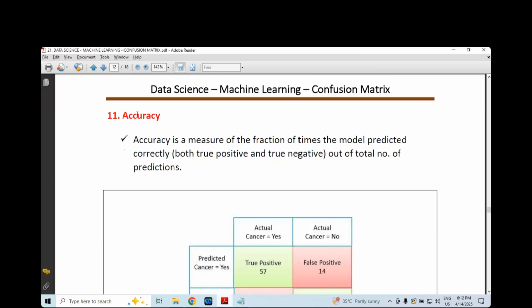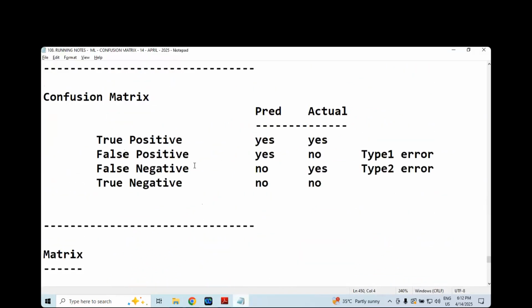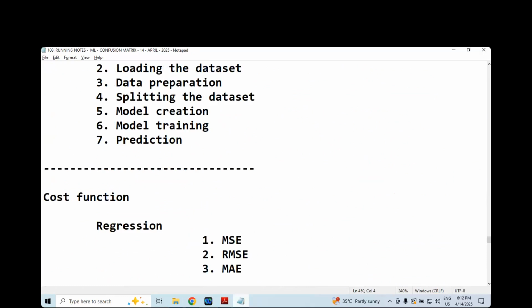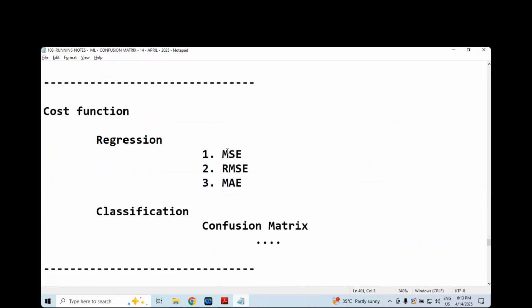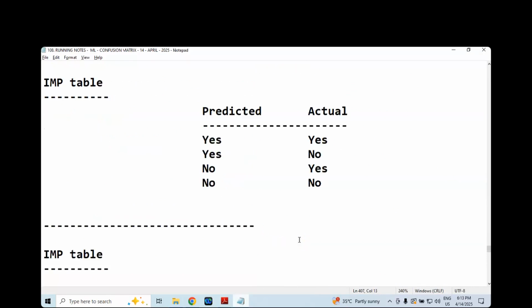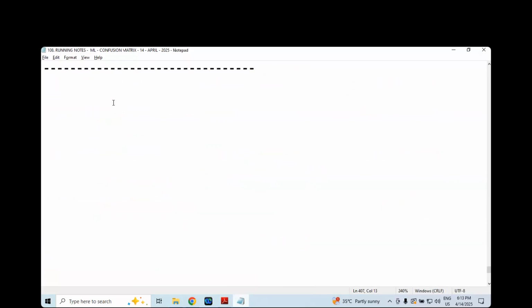First cost function is called accuracy. I'm repeating again, go back to the cost functions. Under regression, what is the first one? MSE. Under classification, the first one is called accuracy. Make a note on this. Accuracy. First classification, I'm sorry, first cost function.